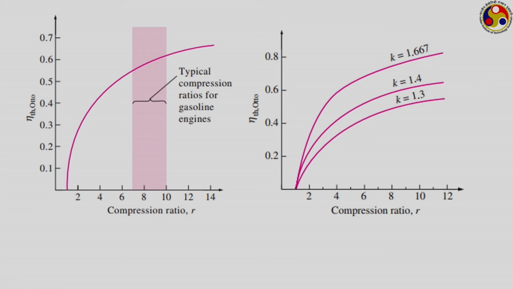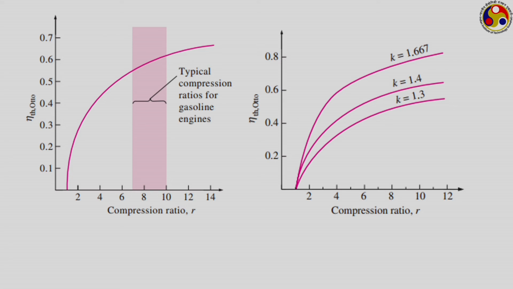In practical engines, we generally have heavier molecules like carbon dioxide or carbon monoxide or sometimes methane, etc., which have a much lower value of K, K in the range of 1.2 or even lower. So, their efficiency will definitely be much lower compared to these ideal cycles.